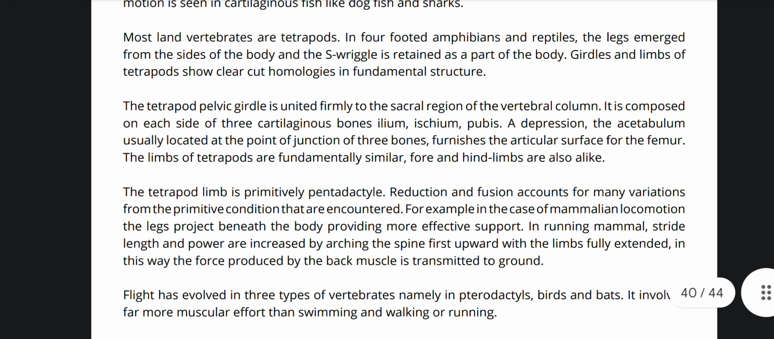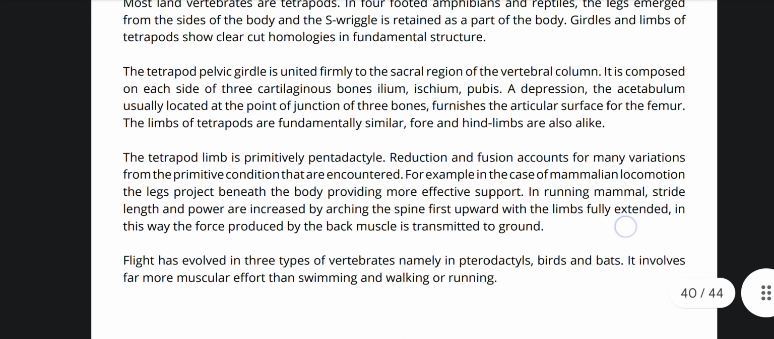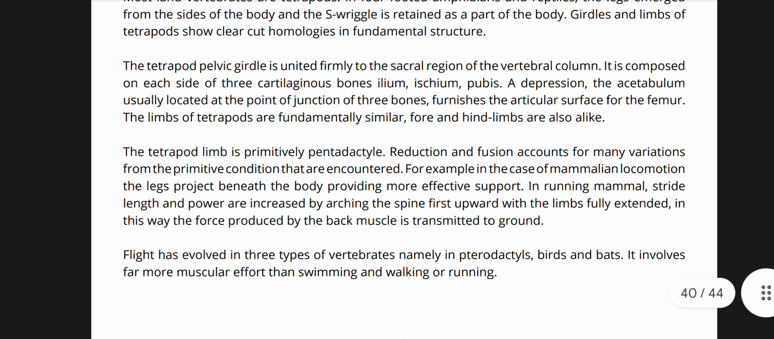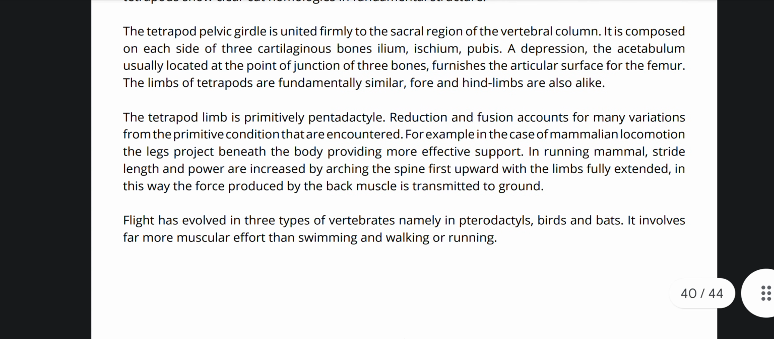In most land vertebrates, the tetrapods, four-footed amphibians and reptiles, the legs emerge from the sides of the body and the S-wriggle is retained as a part of the body. Girdles and limbs of tetrapods show clear-cut homologies in fundamental structure. The tetrapod pelvic girdle is united firmly to the sacral region of the vertebral column.